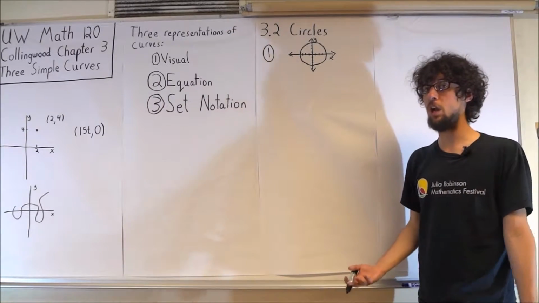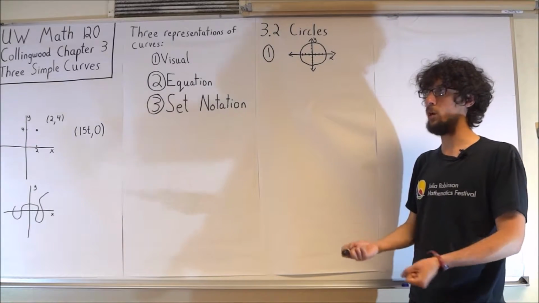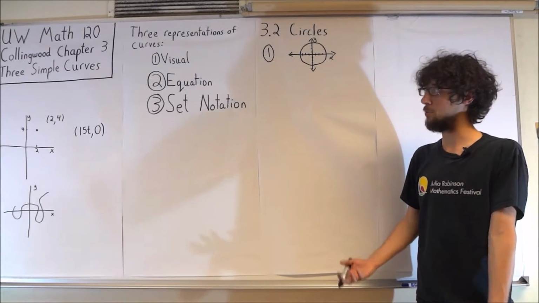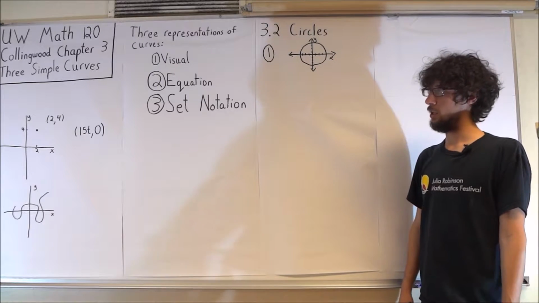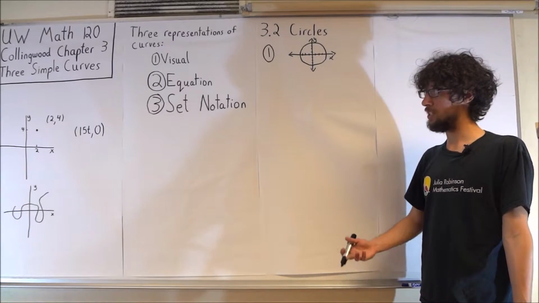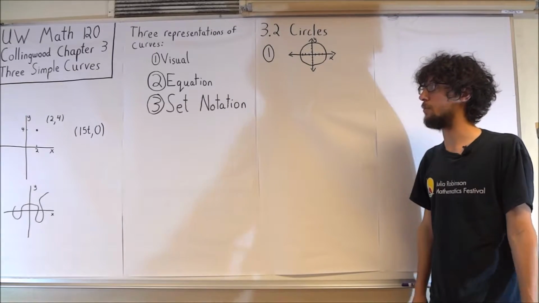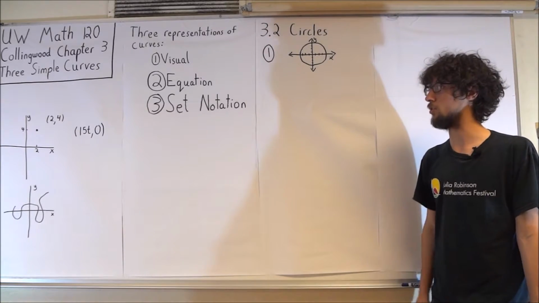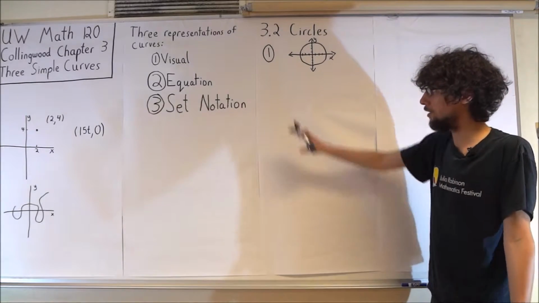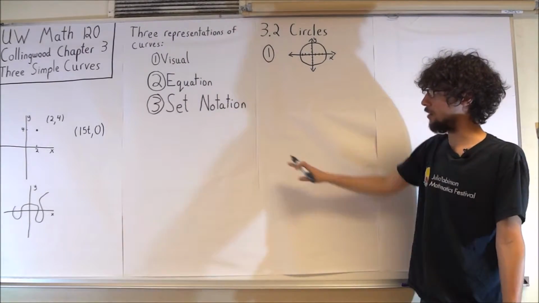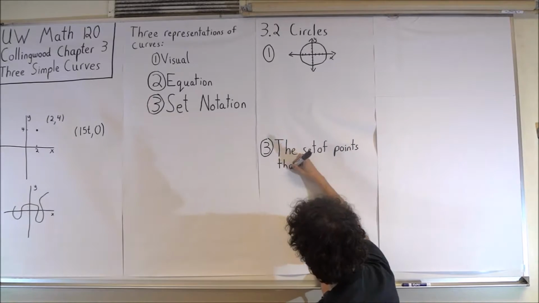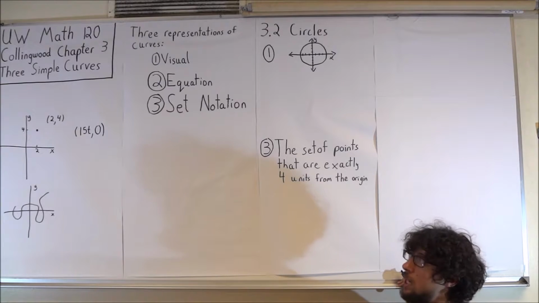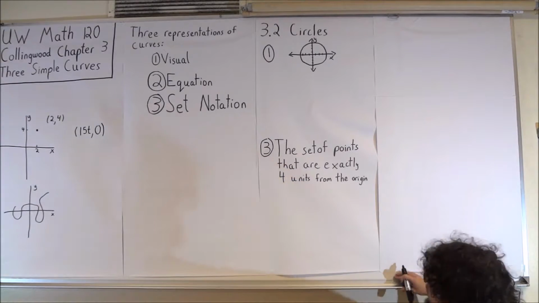So if I can just figure out how to write down the set of points that are exactly 4 units away from the origin, then I'll have a representation of a circle. Now, that language that I'm using suggests that I'm thinking of this third representation. I'm saying the set of points that are exactly 4 units away from the origin. Let's write that down. I'm going to leave some space here for our equation form and write this here. And let's see if we can translate this into notation that looks a little bit more like what we did with lines.